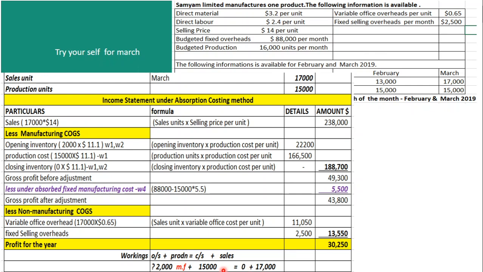Oops, what was it? I put missing figure here. This is not a question mark, I'm sorry, there is no missing figure out here. Please avoid this missing figure and question mark. So this 2,000 comes as opening stock from the previous month, and then you have your production as 15,000 if you look up here, and then you have sales as 7,000. Now there is no missing figure out here because both sides are equal, so closing stock is 0. So that's the only difference. The closing stock of the previous month becomes the opening stock of the current month.